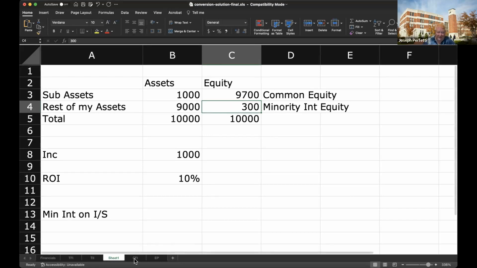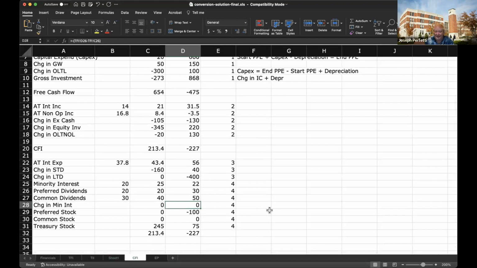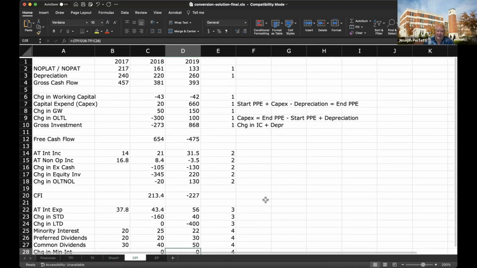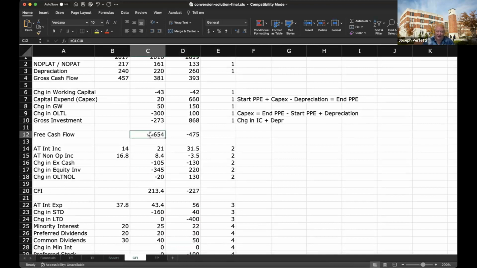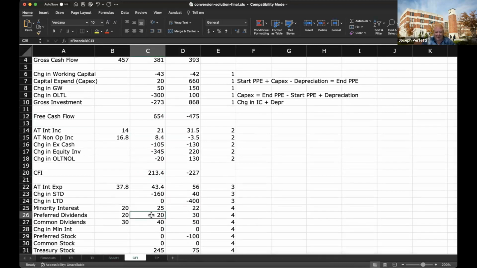Other questions about the CFI? But again, here's the important part of CFI. I know how much cash the company generated from operating activities. I know how much cash the company generated from non-operating activities. Add them together. I then have this amount to distribute.